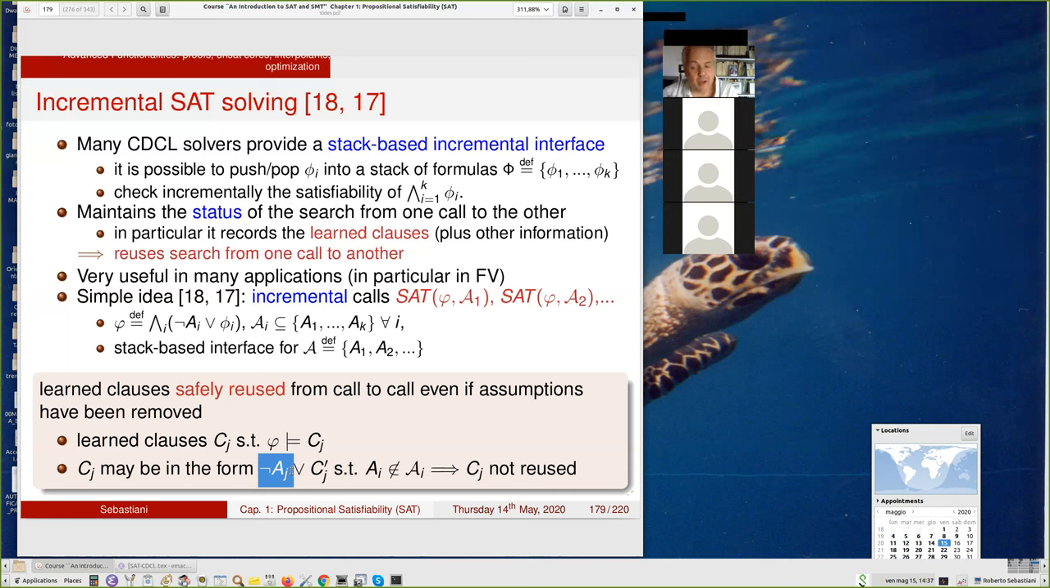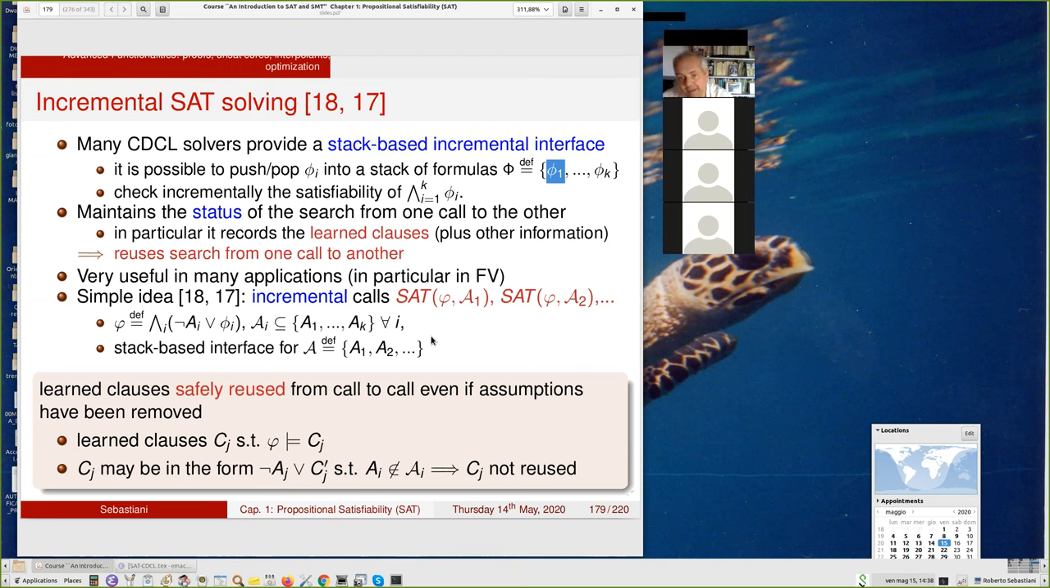In this way we solve the problem. This is a very nice and elegant trick to keep track, for every learned clause, of the list of formulas on which it depended. So if a learned clause was derived by pieces of formula phi 1, phi 3, and phi 10, then that clause will contain not A1 or not A3 or not A10, plus something else, of course.